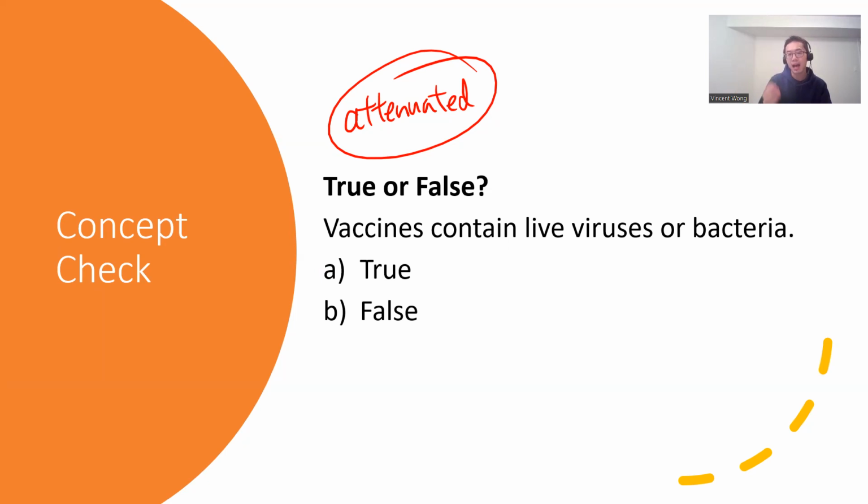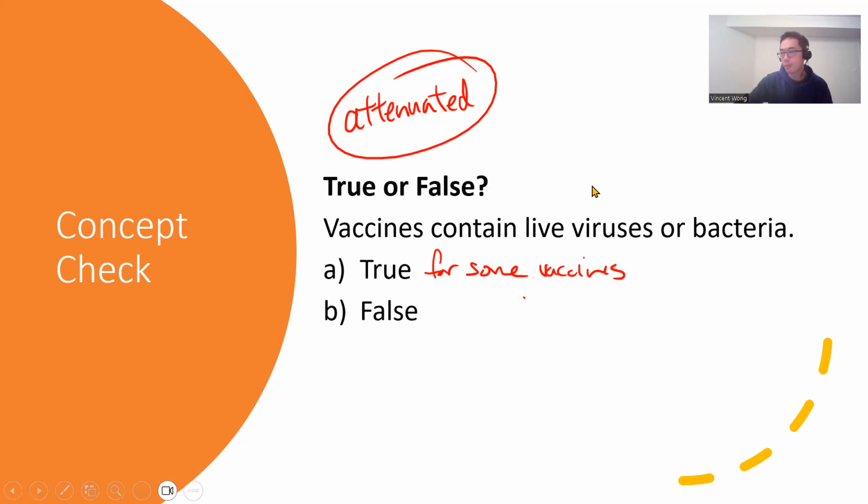Using live vaccines is actually the most effective. They are the most immunogenic because it's the closest thing to the real thing. But it's not suitable for everybody. People who are pregnant, for example, people who are immunocompromised, people who are undergoing cancer treatment, they are not suitable to get a live vaccine. So the answer is true for some vaccines. It depends on what disease you're trying to immunize against.